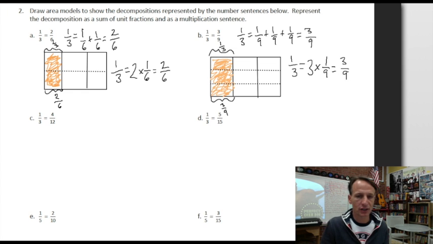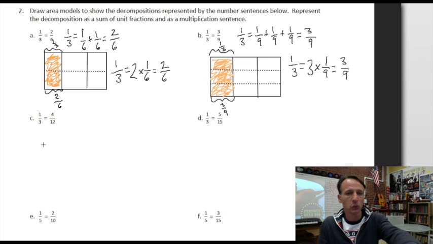So now we're going to start again with 1/3, and we can look ahead to D and say, hey, we're starting with 1/3 as well. But we can see here we're going to make 4 rows. You see that? Because what's the relationship between the denominator of 3 and 12? It's times 4. So after we make our 1/3 model, we'll need to make 4 rows to have 12ths.